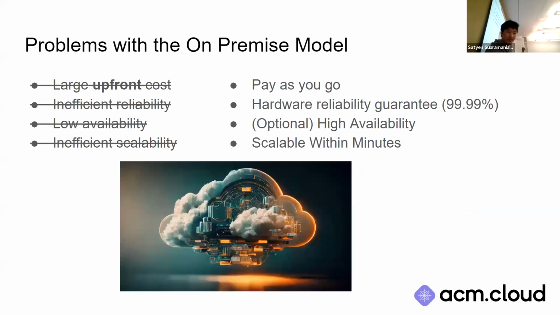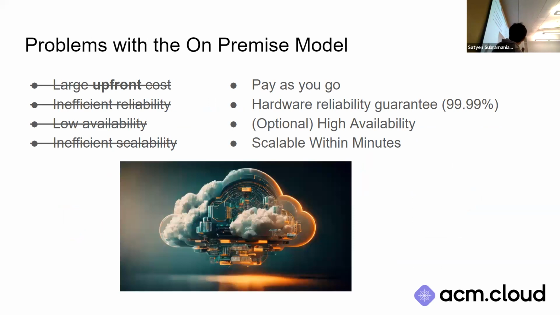So we have an on-premise model. It's a lot of upfront costs. It's very inflexible. If you want to increase your server's capacity, you have to physically find space for that. And if you don't have space for that, you have to build a new building, and things like that. A pay-as-you-go model allows you to only pay for compute that you actually use.